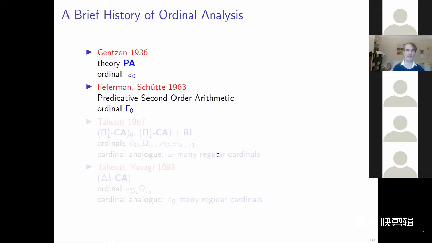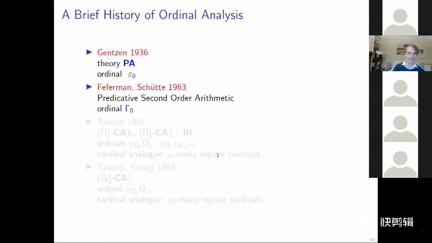Okay, then we have the Feferman-Schütte proof-theoretic analysis of how far you can get by certain autonomous progressions of theories. That involves gamma 0, and you can also devise a theory which is called predicative second-order arithmetic. And we have seen that it also corresponds to the third system in reverse mathematics, which is called ATR0, standing for arithmetic transfinite recursion.